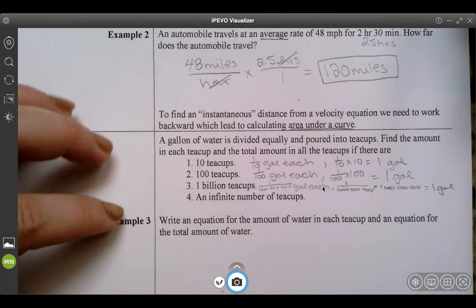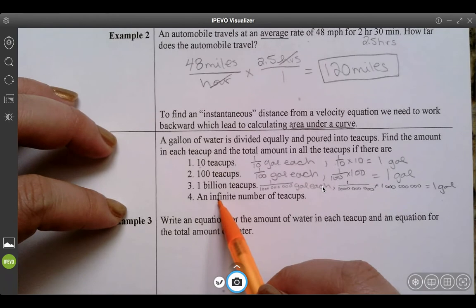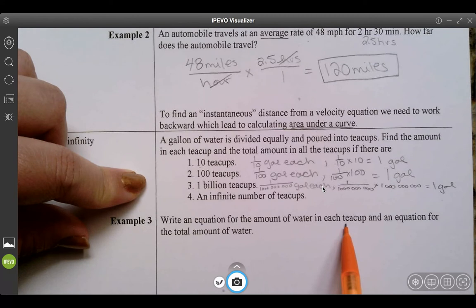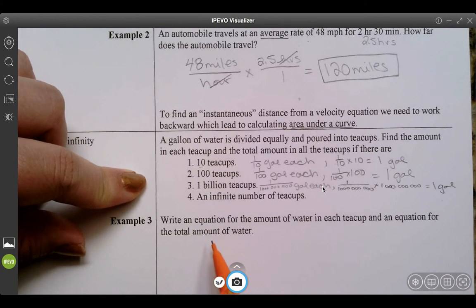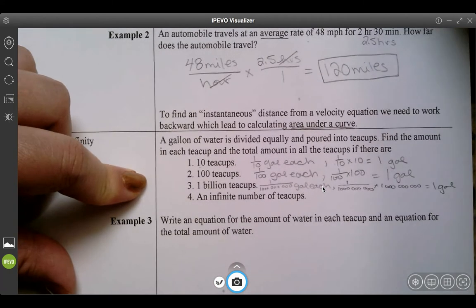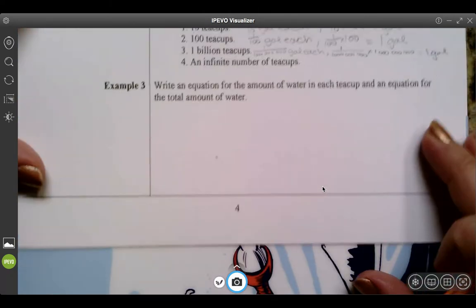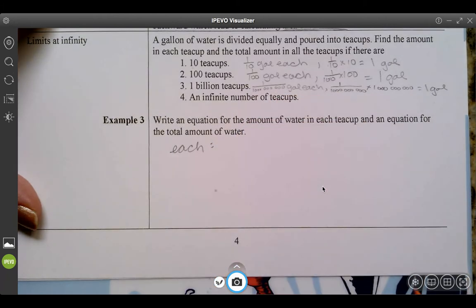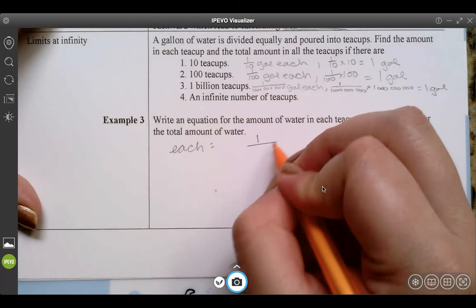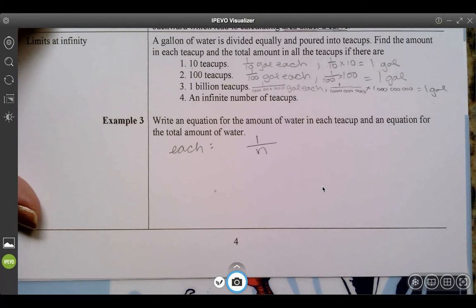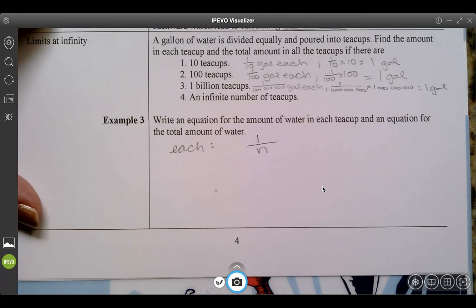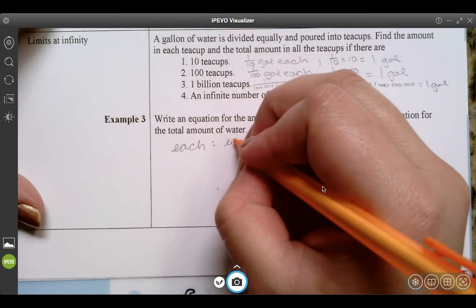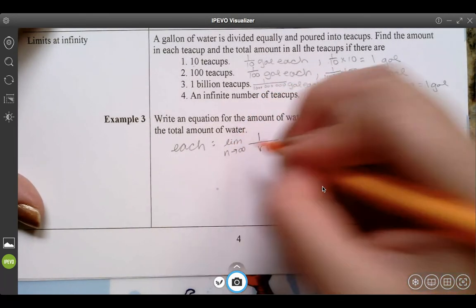So example 3 is kind of how do we answer question 4? Okay, so we want to write an equation for the amount of water in each teacup and an equation for the total amount of water. So let's start with the amount of water in each teacup. In each teacup, we have 1/n amount of water, where n is the number of teacups, right? And we want to know what happens when n goes to infinity. So we say the limit as n approaches infinity of 1/n.